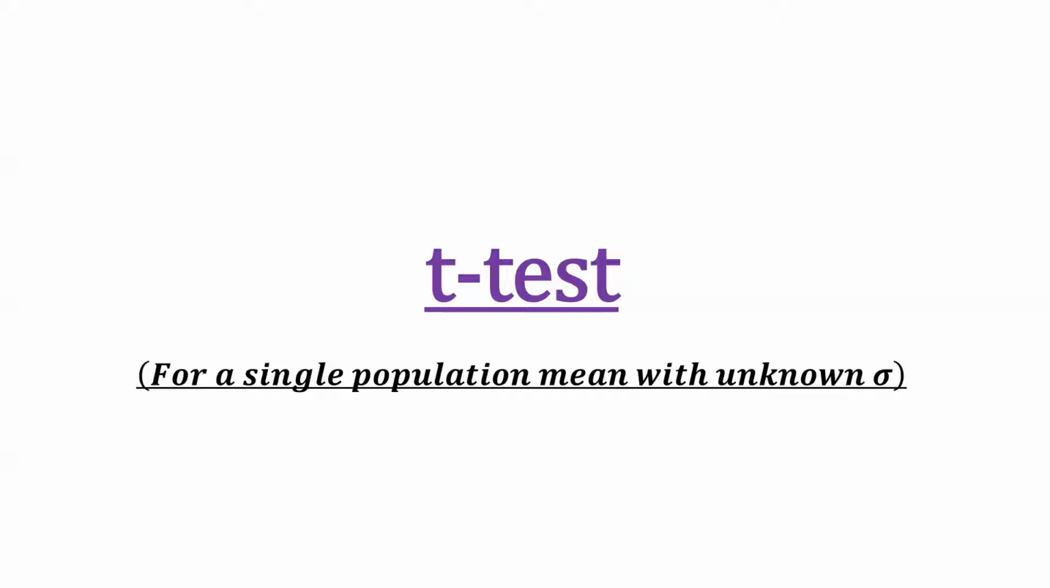Read the given questions carefully. If sigma is given, go for the z-test. If sigma is not given, go for the t-test. I'm repeatedly emphasizing this because there are many students who tend to forget when to use the correct test. If you do a z-test where the t-test is required, or vice versa, you will lose all the points. So be careful.